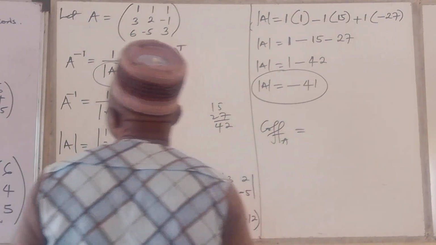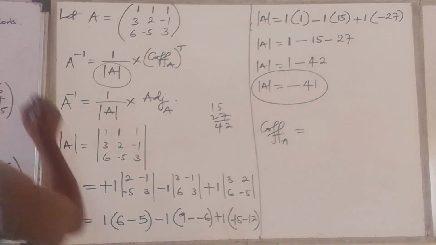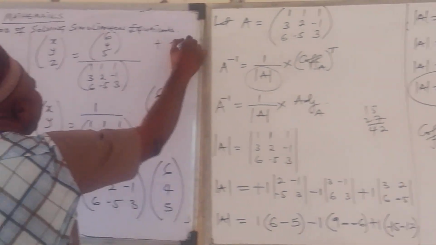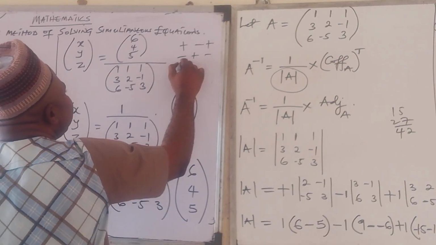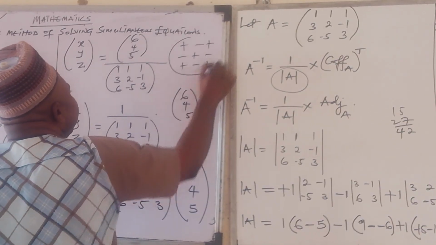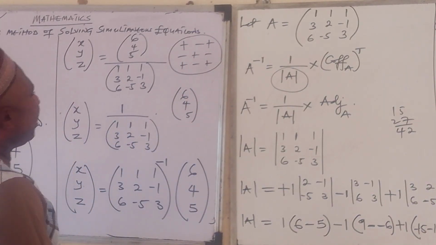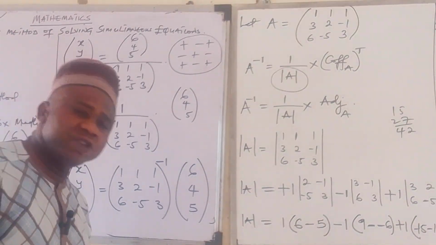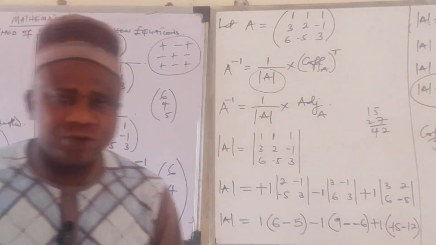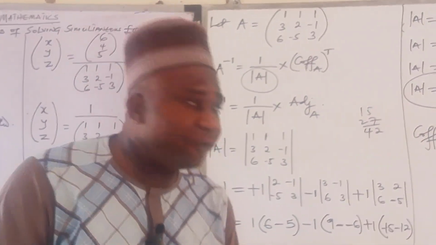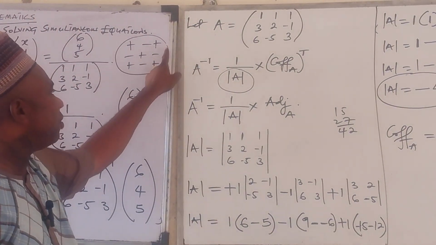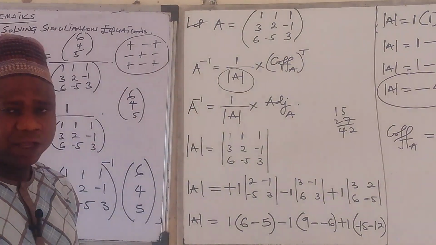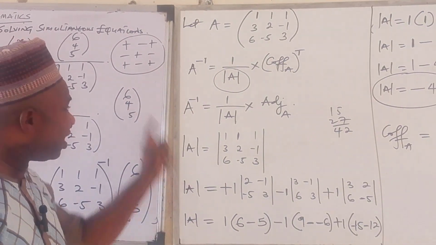Now the cofactor of A. Now remember we are still using the cofactor sign. Plus, minus, plus, minus, plus, minus, plus, minus, plus. Now let me circle it here. Yes, because in this case, we're actually restricted to 3 by 3. So if you have 4 by 4, it means you have to add minus, plus, minus, then you form another row, in the same order.